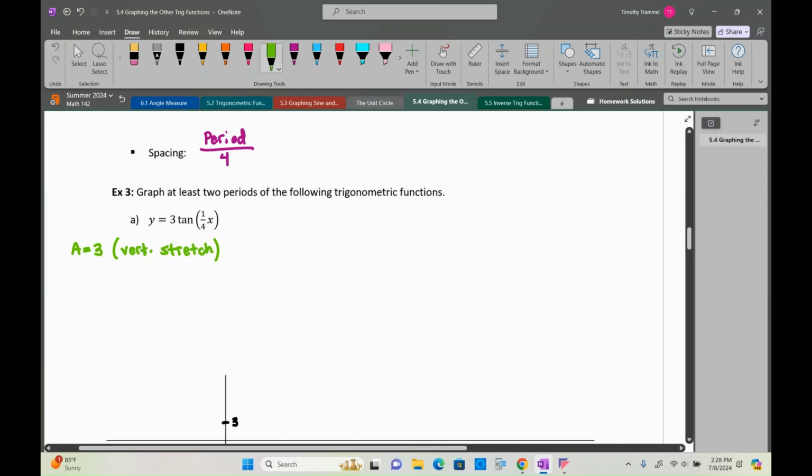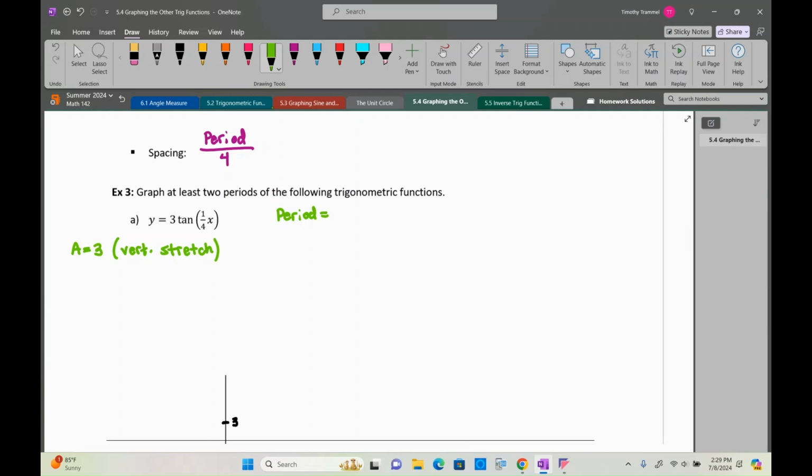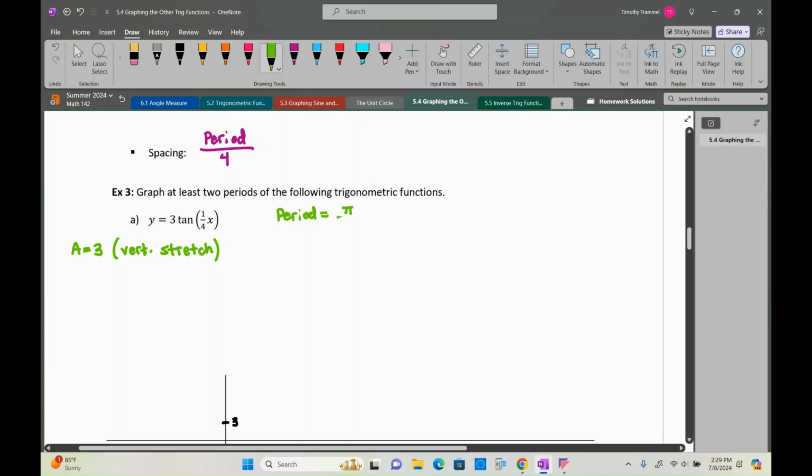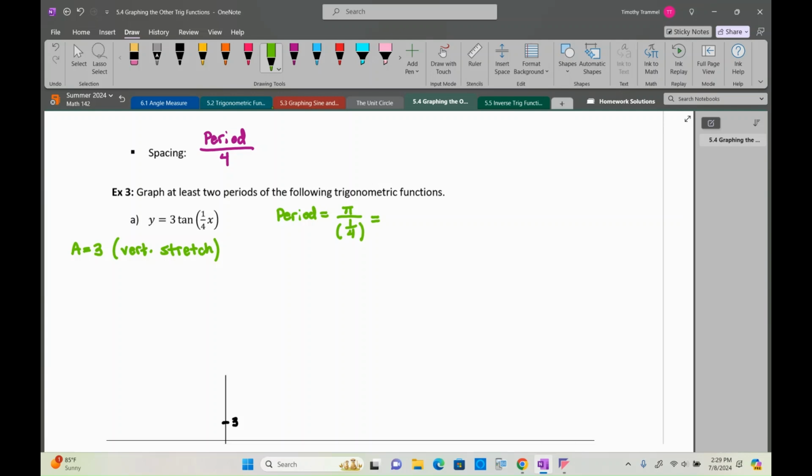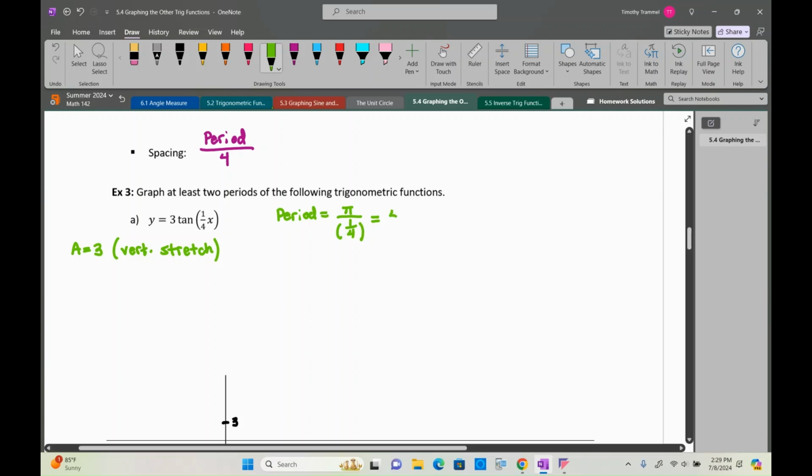So the period should be equal to not 2 pi over b anymore, but pi over b. So I have this pi over 1/4. And if we simplify that, right, we're dividing by a fraction, so you're going to flip that fraction over and multiply. This is just going to be 4 pi.